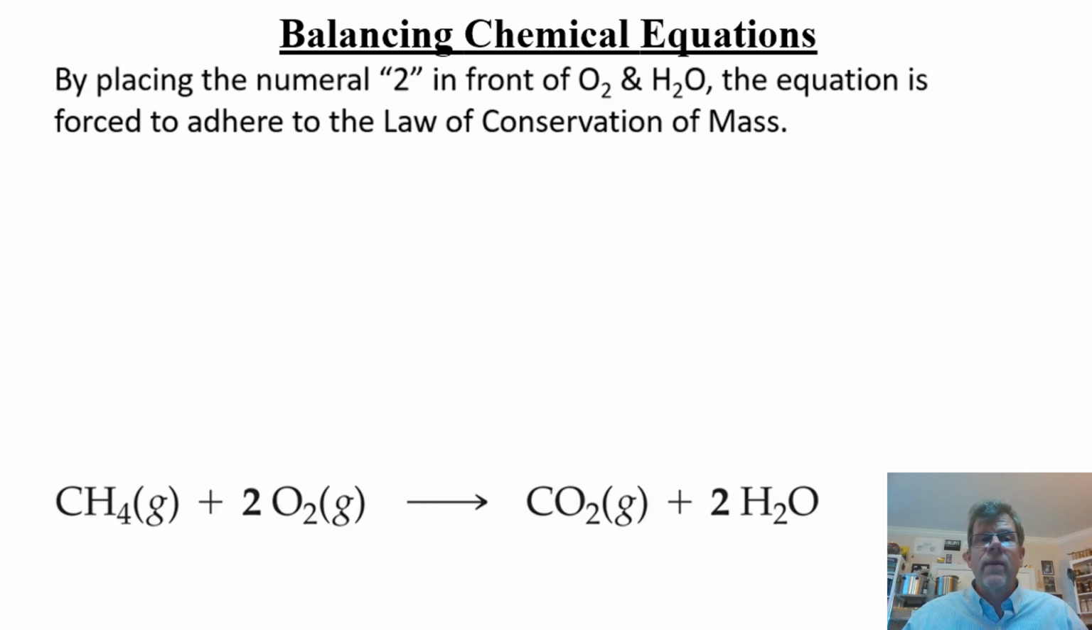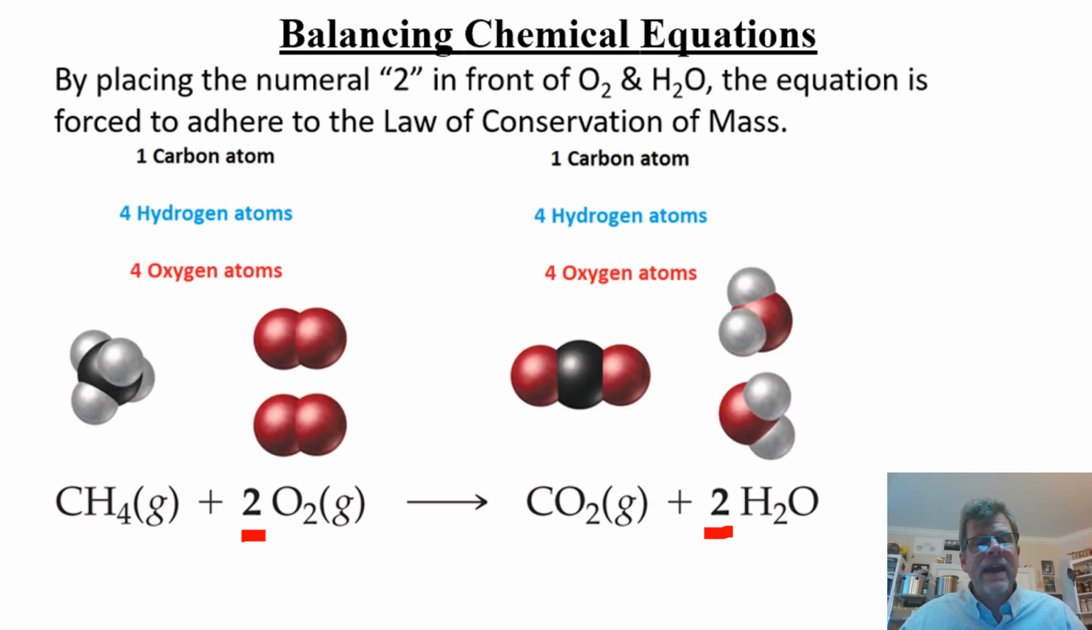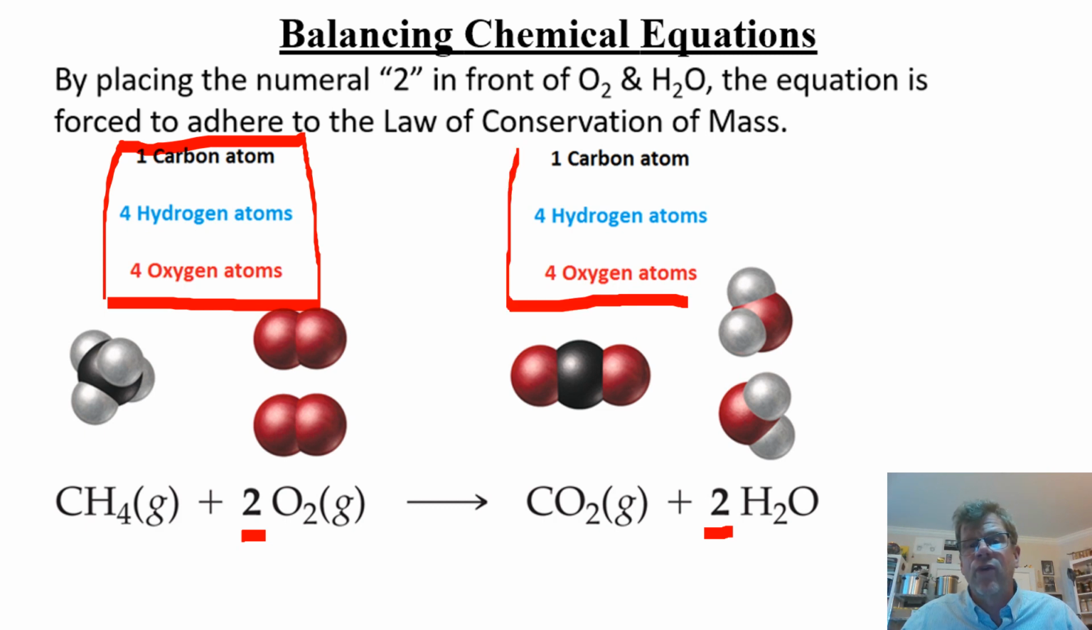Now, to fix this, if you look at the chemical equation of reaction down below, we are able to balance it, basically, again, allowing it to adhere to the law of conservation of mass by placing a 2 in front of the O2 reactant and the H2O product. In so doing, if we count all of the atoms up on each side, we find that they are equivalent on both sides. There's 4 oxygen atoms, 4 hydrogen atoms, and 1 carbon atom.